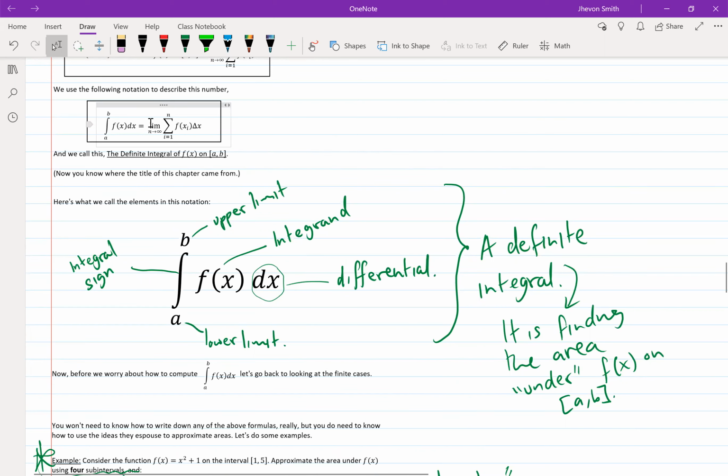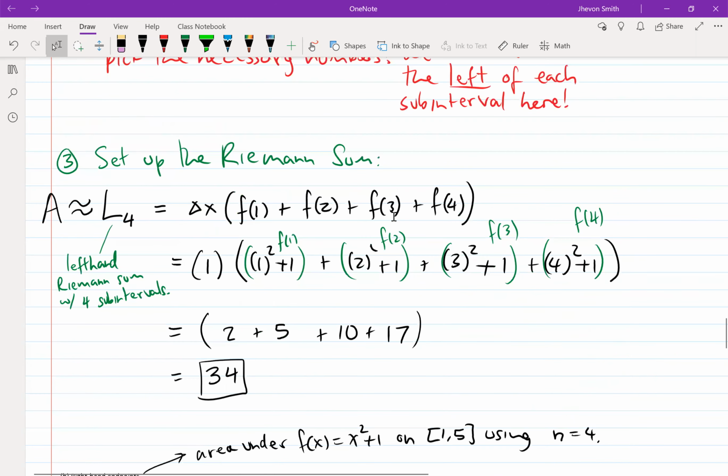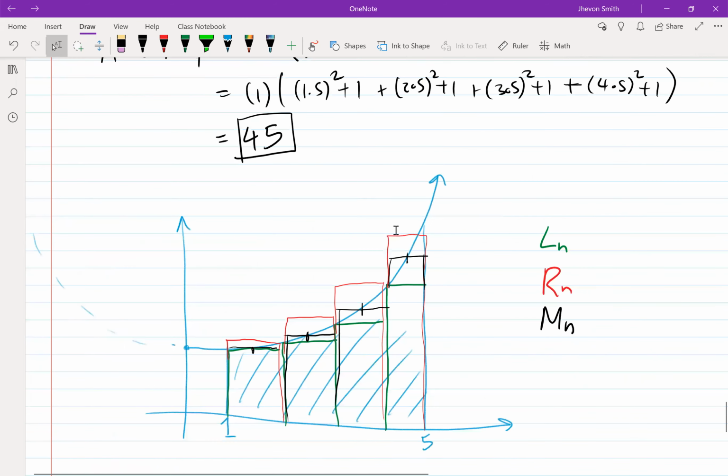We would need to somehow find the limit as n approaches infinity of this. Now, in this particular class, we're not going to do that. We're going to find a shorter way of computing this, which is what the next lecture is about. So that's it for today's lecture.